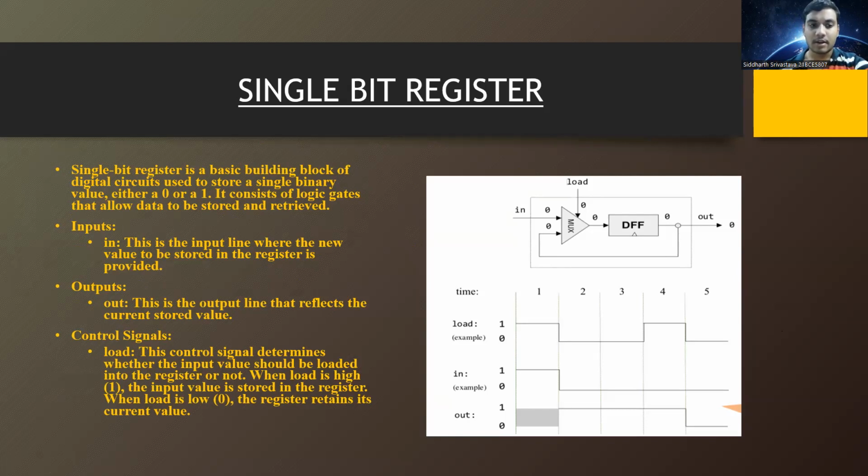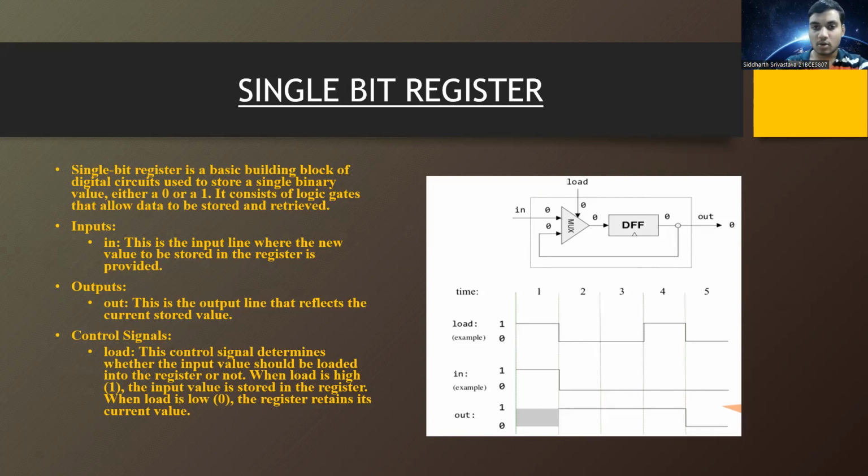From the input side, the new value to be stored in the register is provided, and the output line reflects the current stored value. There are also control signals, and this control signal determines whether the input value should be loaded into the register or not. When load is high, the input value is stored in the register. When load is low, the register retains its current value.